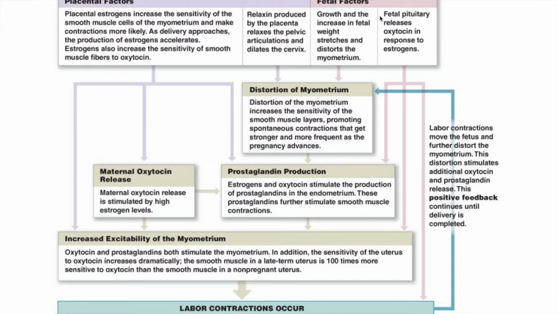So the placental estrogens are going to increase the sensitivity of the smooth muscle cells of the myometrium. They're also going to cause maternal oxytocin release and prostaglandin production. These prostaglandins are powerful smooth muscle stimulants, and if you remember, the wall of the uterus is a thick layer of smooth muscle.